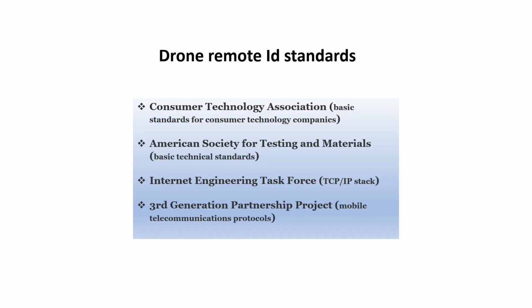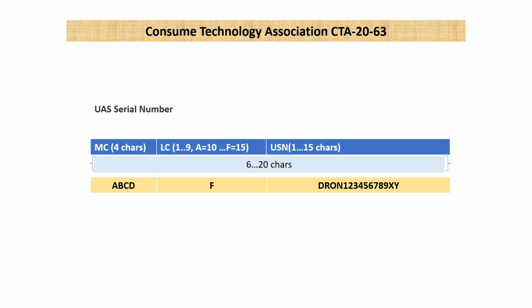The first standard is Consumer Technology Association CTA 2063. This standard describes drone serial number. It has three parts. First part is manufacturing code. Second part is length character, and third part is serial number itself.